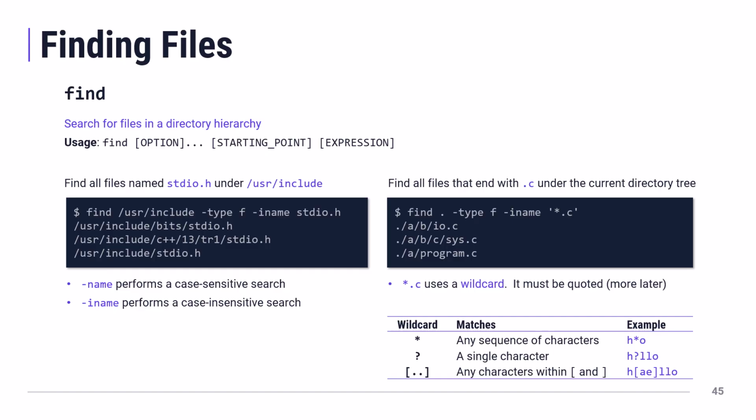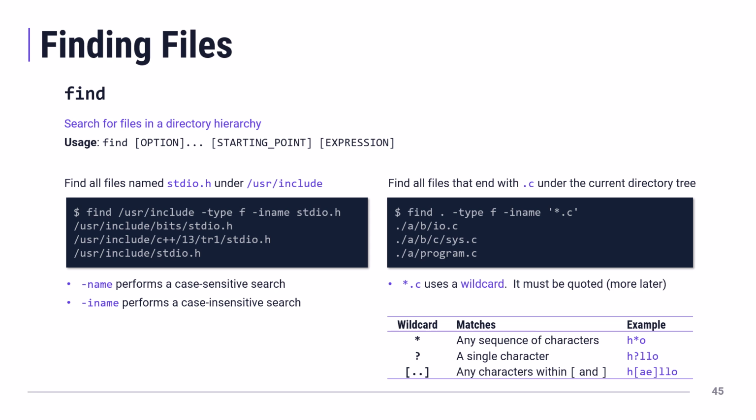So wildcard characters: the star is going to match any sequence of characters. So for example, h*o would match the word hello. So any sequence of characters. The question mark matches a single character. So if I have h?llo, that's going to match the word hello.